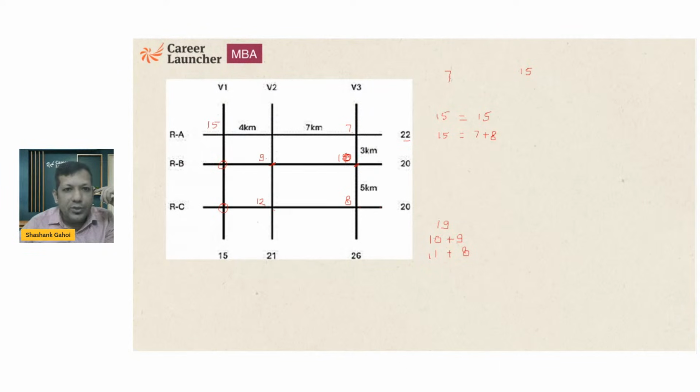Oh, it is 11. Sorry, I made a mistake. Again, I'm making a lot of mistakes today. So what should come here? 11 should come. Okay. So that is 11. So 3, 2, this is empty.